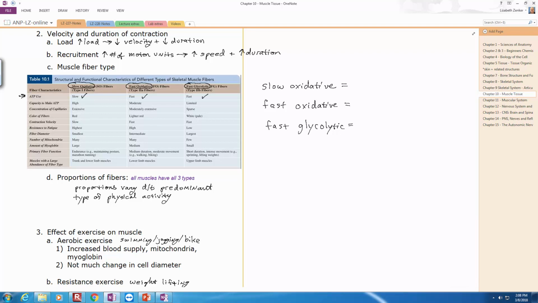Okay. And let's see. So oxidative, we said, means oxygen. The more oxygen that you have, where do we make our ATP? Who's our powerhouse?